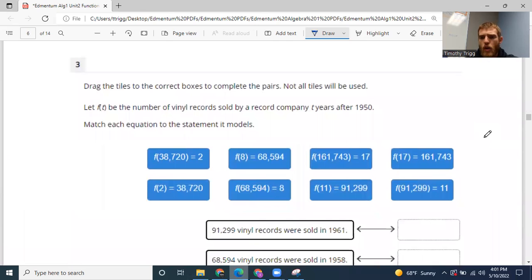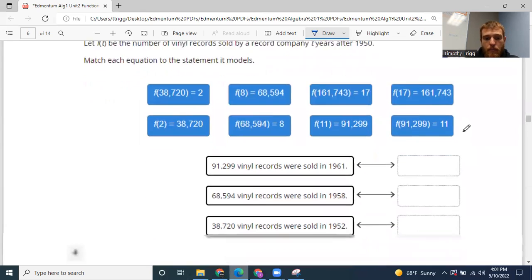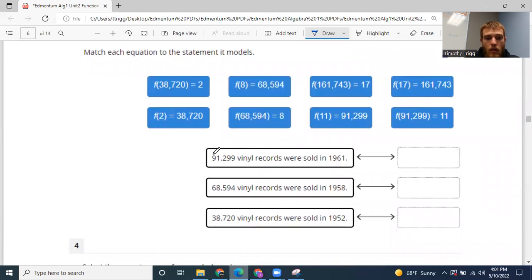Number 3, click and drag. All right. Let f of t be the number of vinyl records sold by a record company t years after 1950. Match each equation to the statement it models. Okay. 91,299 vinyl records were sold in 1961.